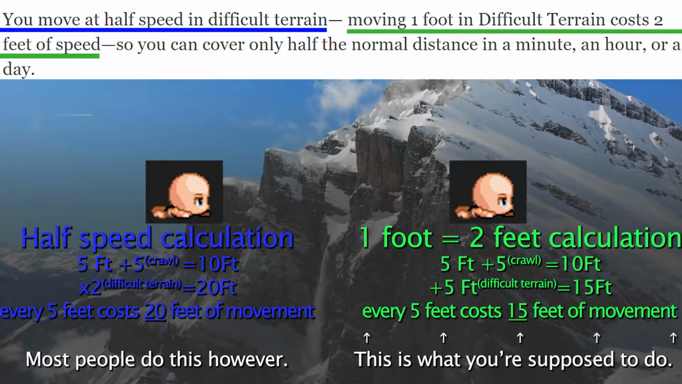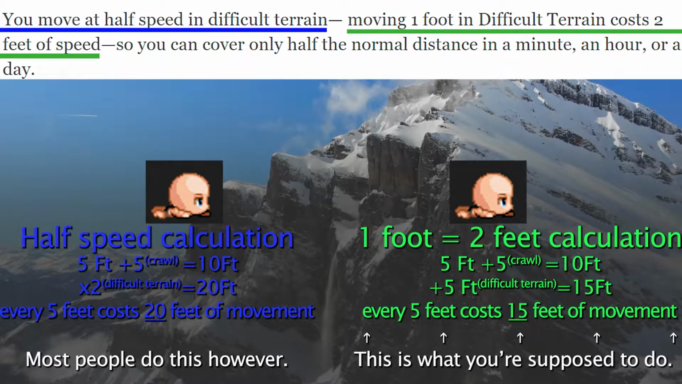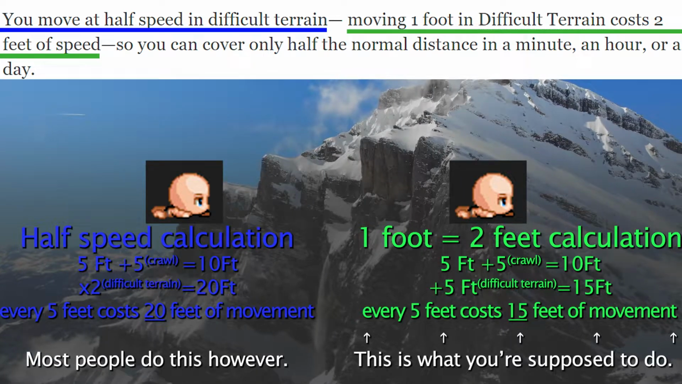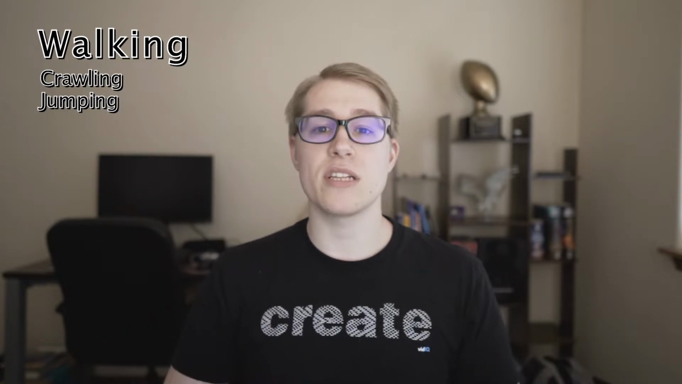Some people run it that when it doubles the amount of movement speed it takes to move a foot, that would end up being 20 feet of movement to crawl across 5 feet of difficult terrain. It's not how it works. So the next specialty movement type under walking would be jumping, and specifically long jumping.